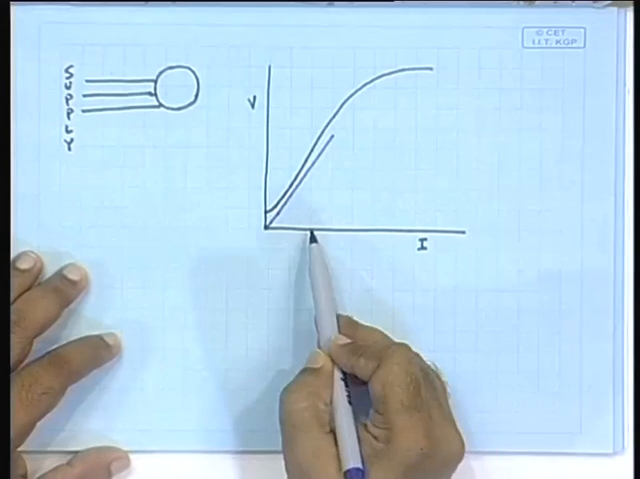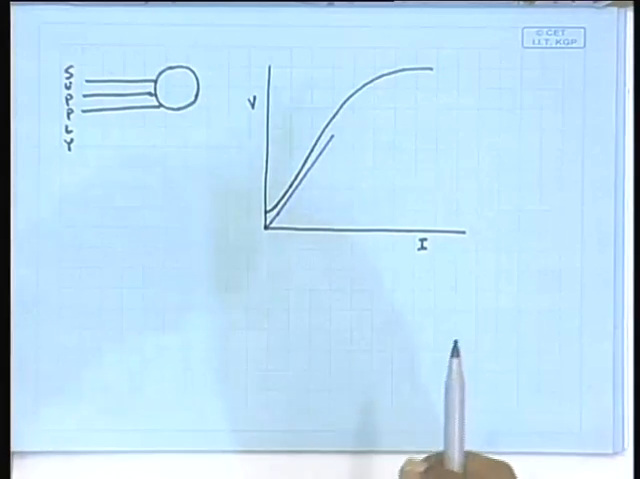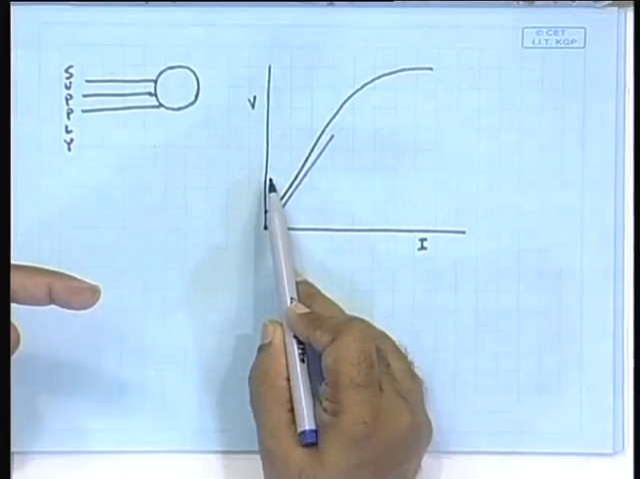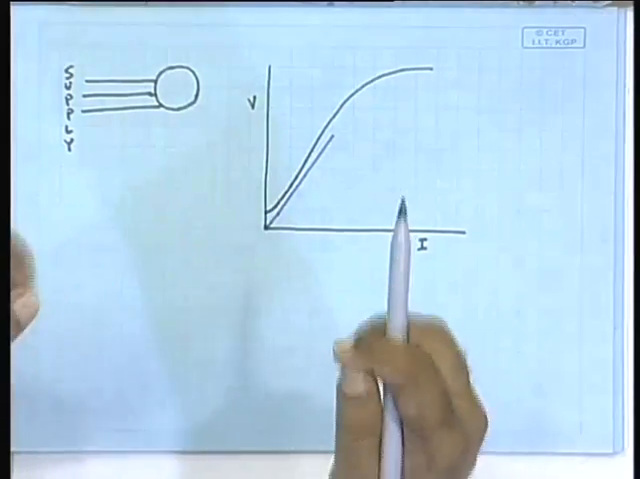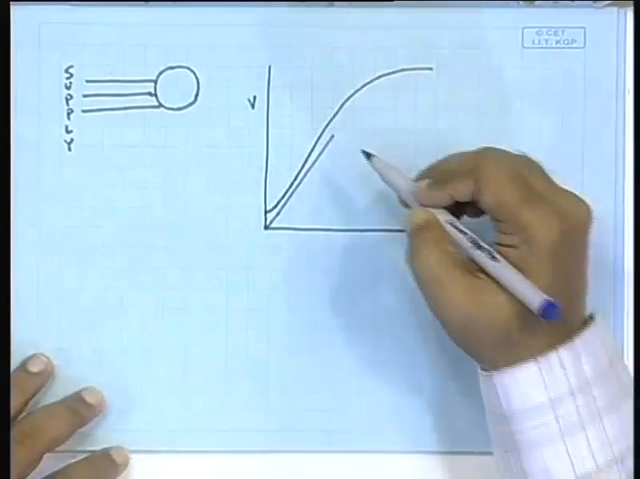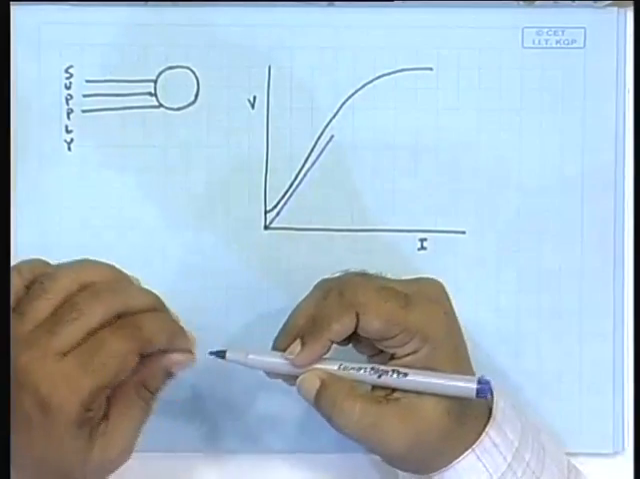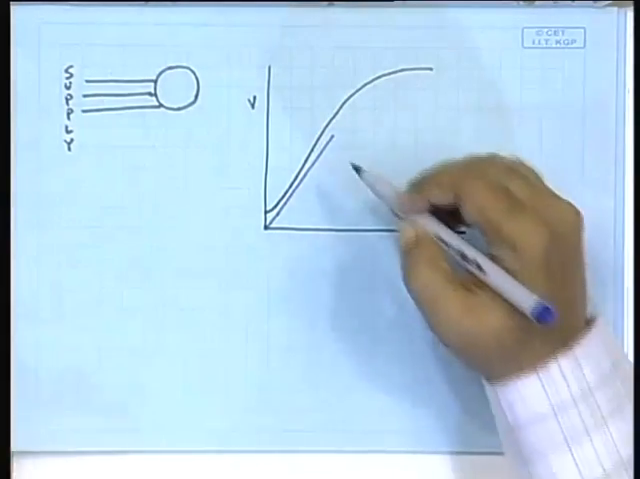So, for a specific value of the current that you pass through the capacitor, a specific value of the voltage will be across it. So, that is the characteristic. It is a linear characteristic. The capacitor is a linear element.